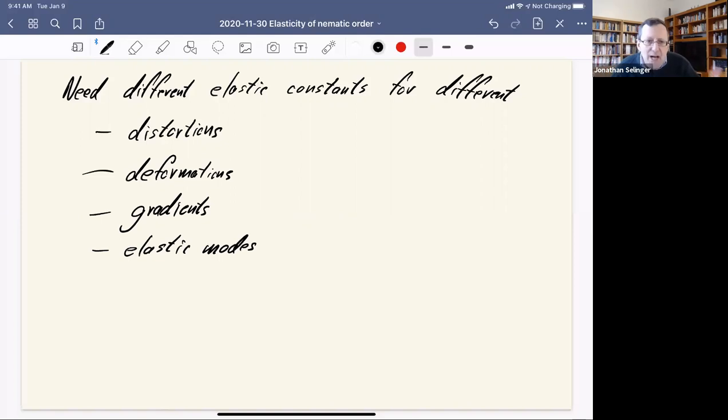These are vocabulary words that you might see that people could use in this kind of situation. So what we really want to do is identify the different kinds of elastic modes, and then make up different elastic constants, one for each of them.